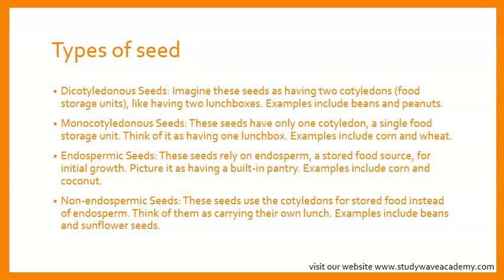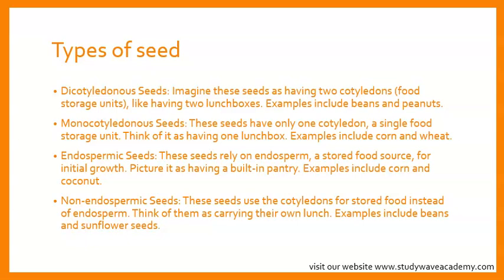One of the types of seed we have is dicotyledonous seeds. Imagine these seeds have two cotyledons, like having two lunch boxes. Examples include beans and peanuts. Okay, do you understand? These seeds have two food containers. Okay, think of them as double lunch seeds. Examples are beans, peanuts. Okay, good.